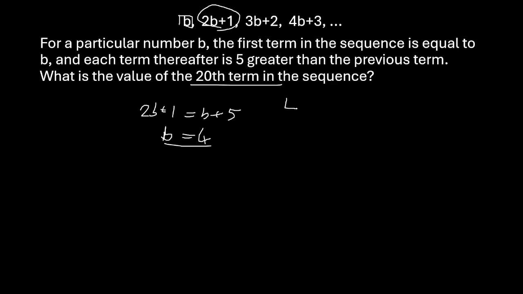So we know that the first term is 4, and each term thereafter is 5 greater. So we add 5 times the number of other terms. First term is 4, so we have 19 other terms. Then we just solve this. 5 times 19, that's 95 plus 4, that's 99. And that's our final answer.